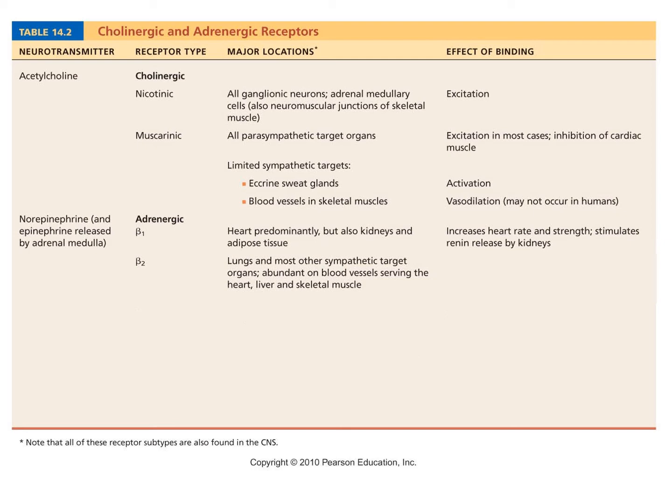Okay. Beta 2 receptors are present in lungs and most other sympathetic target organs. So they're also in blood vessels that serve the heart, in the liver and skeletal muscle. Your effects are mostly inhibitory, notably on blood vessels serving the heart. It's excitatory. So in the lungs, for instance, it will dilate blood vessels and bronchioles.